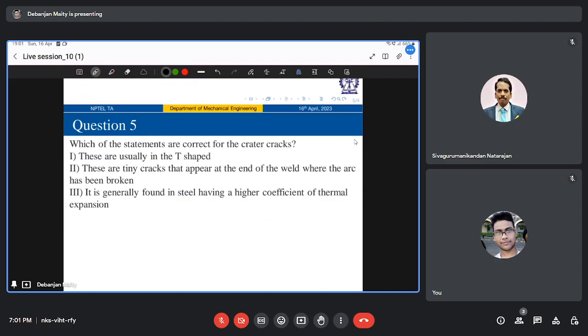Okay. So which of the statements are correct for crater cracks? Now, what is a crater crack in welding? A crater crack is basically a type of welding defect that can occur when the weld pool cools too quickly. This can happen if the welder doesn't have enough heat going into the weld, or if there is too much, let's say, wind blowing into the weld pool. So basically, if your weld pool is cooling too quickly, at that time a crater crack can happen, and this can also occur if the welder is moving too fast. The welding speed is so high that it doesn't allow enough time for the weld to properly cool, right?